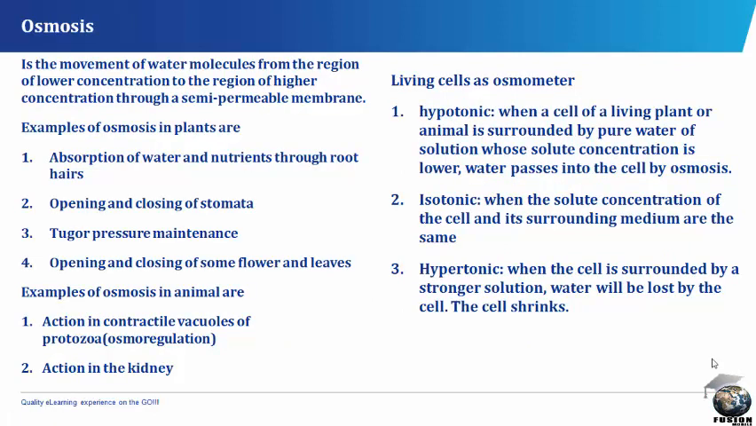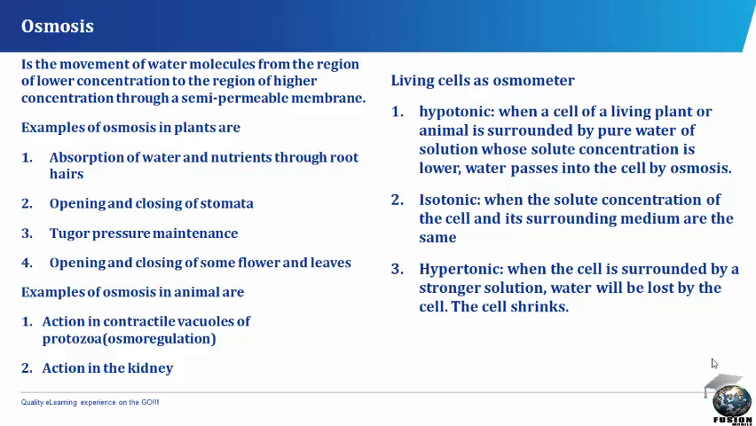Osmosis. Osmosis is the movement of water molecules from the region of lower concentration to the region of higher concentration through a semi-permeable membrane. Examples of osmosis in plants are 1. Absorption of water and nutrients through root hairs. 2. Opening and closing of stomata. 3. Sugar pressure maintainers. 4. Opening and closing of some flowers and leaves.